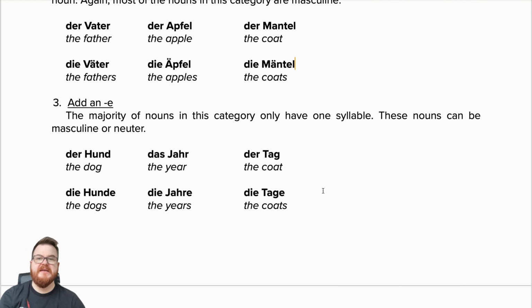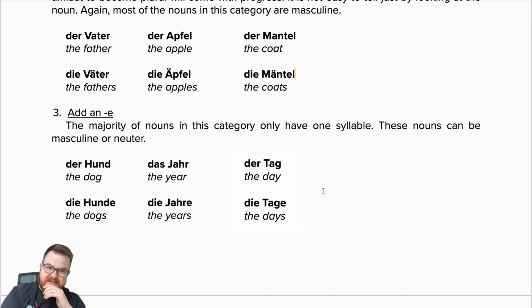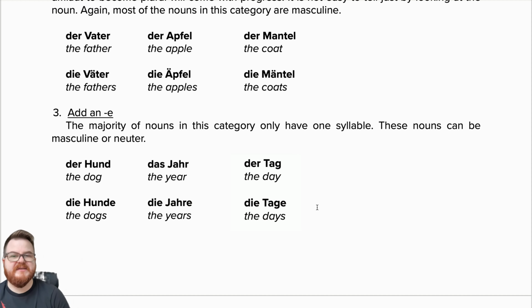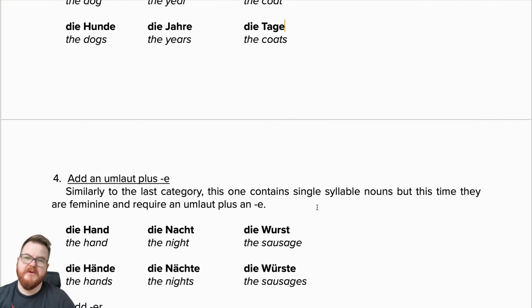Category number 3. Most of the nouns in this category will either be masculine or neuter. They will have one syllable. And then all we do is put an E on the end to create the plural. So der Hund, that's one syllable, becomes die Hunde. Das Jahr, one syllable, die Jahre. Der Tag, die Tage. Nice and easy. One syllable masculine and neuter nouns, put an E on the end.